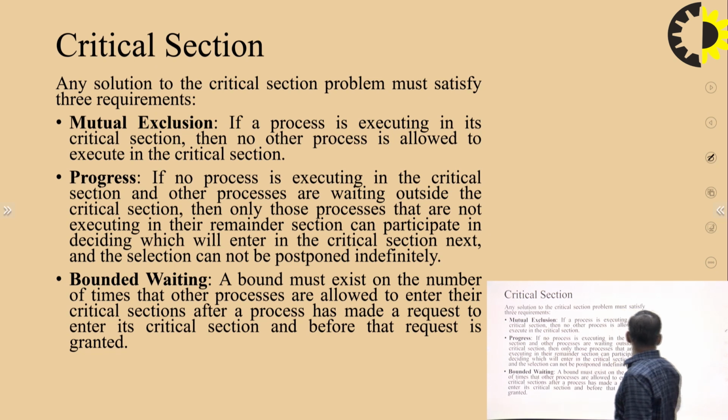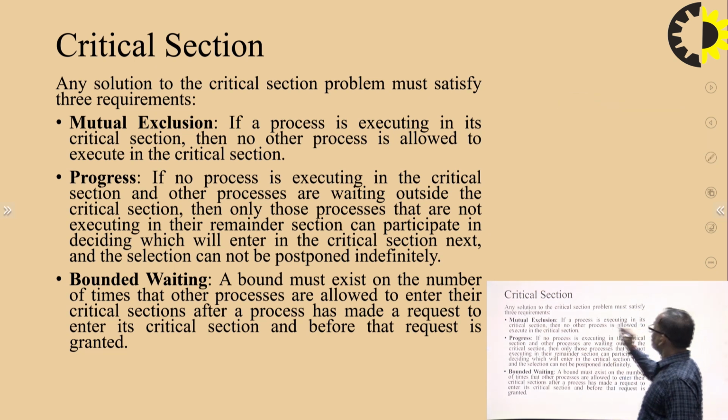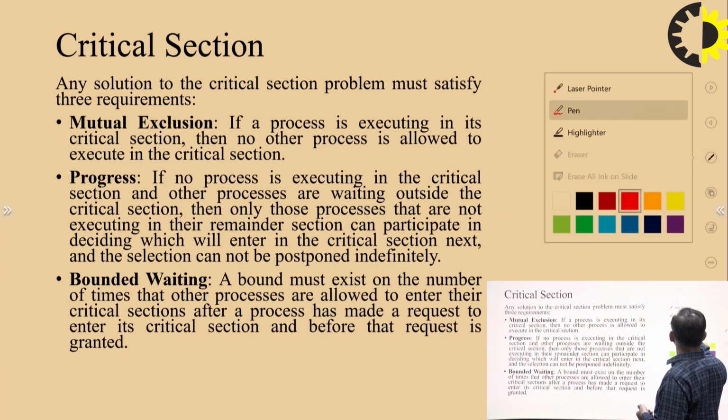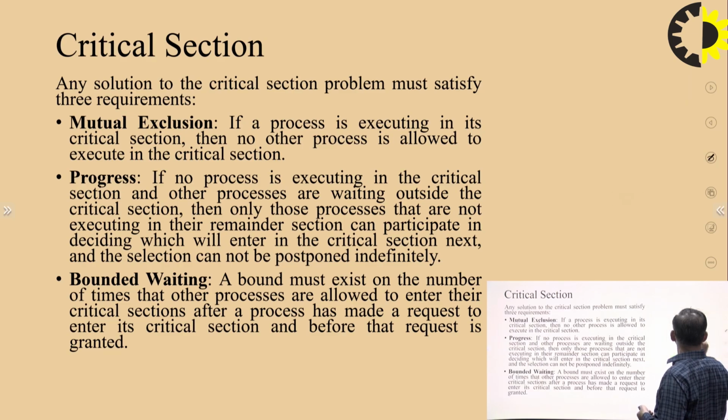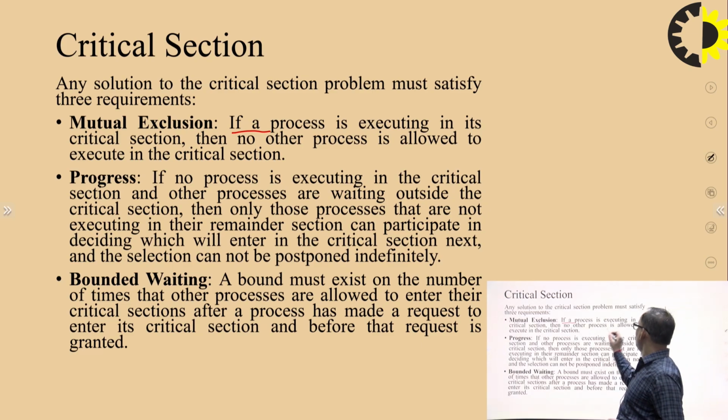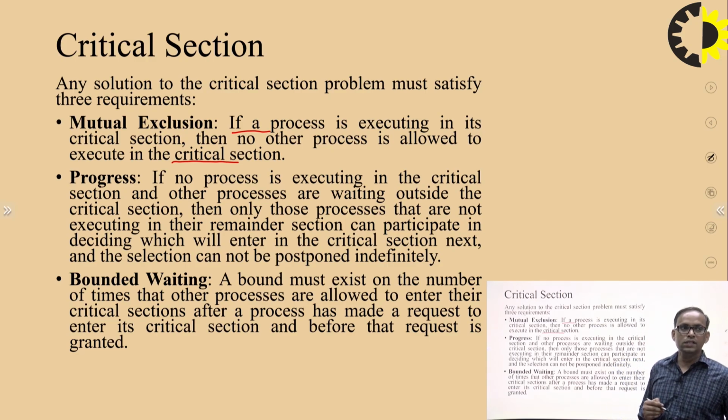First condition is the mutual exclusion condition, and the mutual exclusion condition states that if a process is executing in its critical section, then no other process is allowed to enter its critical section. It means if there are two processes P1 and P2, whenever P1 is executing in its critical section, if at the same time P2 also tries to enter the critical section, then permission for P2 should not be allowed. It means at a particular instant of time, only one process can enter its critical section.